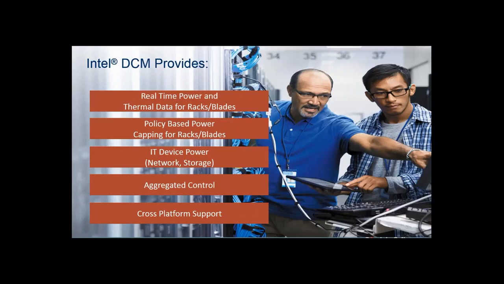The next feature that DCM provides is policy-based power capping for racks and blades. So what that means is we have the ability to control how much power a server actually uses. So let's say we have a server that is currently using 500 watts of power. Well, we're able to reach out to that server and say, why don't you lower your power usage down to 300 watts of power?